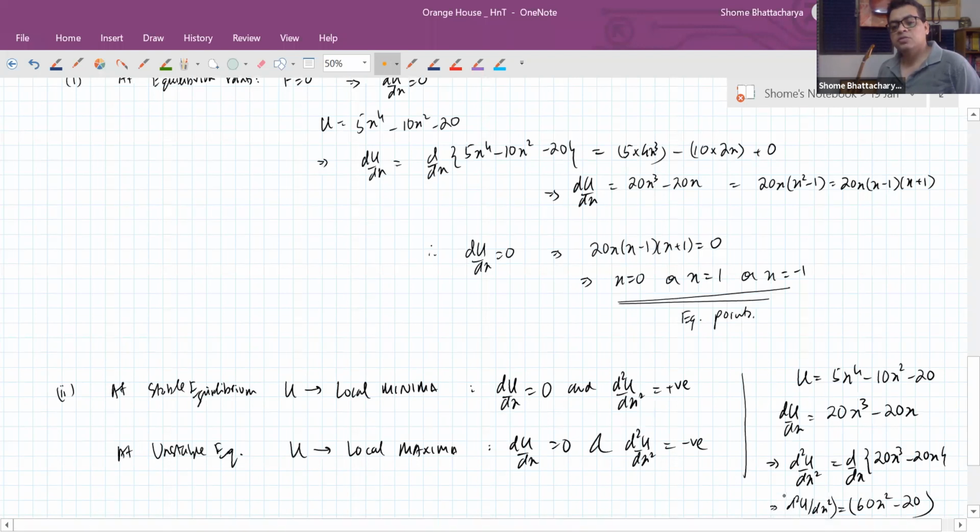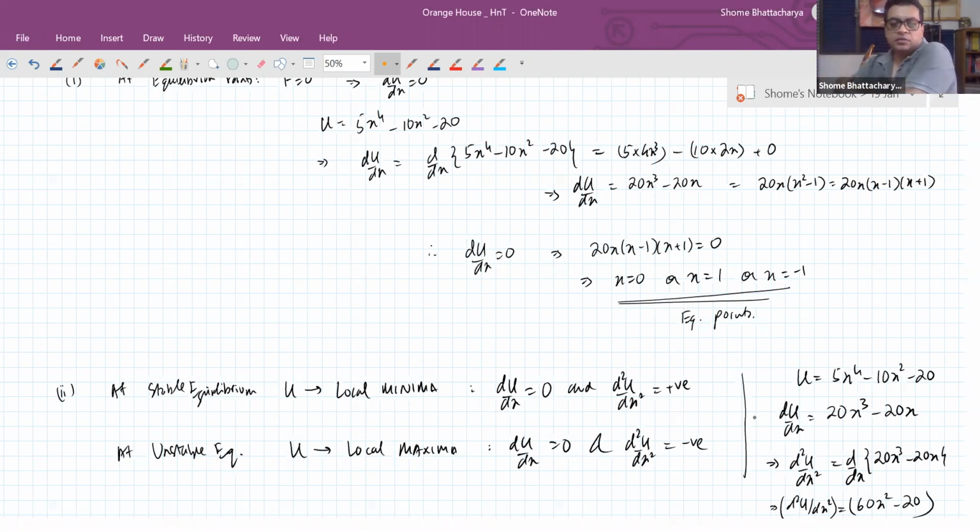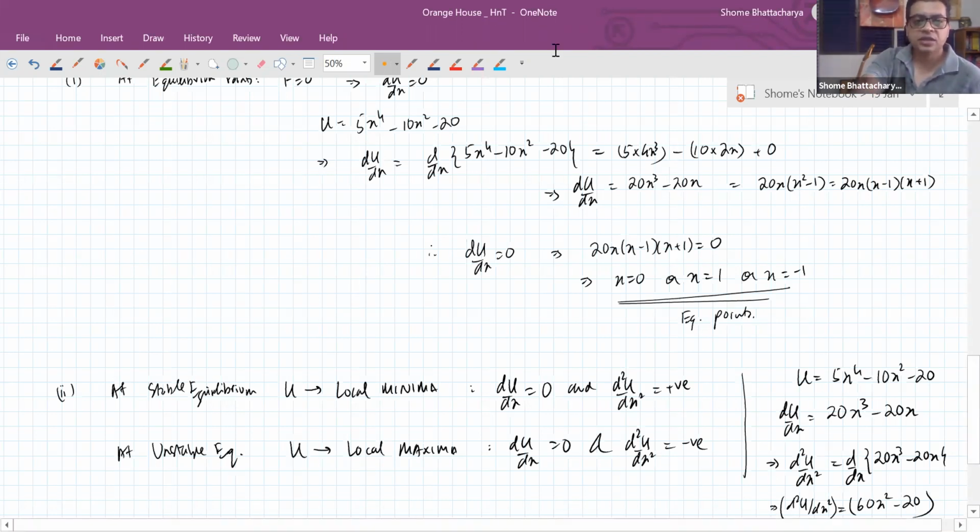Okay. So we will check the value of second derivative at these three equilibrium points. And if it happens to be positive, that means there is a local minima at that point. So there is a stable equilibrium. If it happens to be negative, then there's a local maxima at that point. So it is an unstable equilibrium.